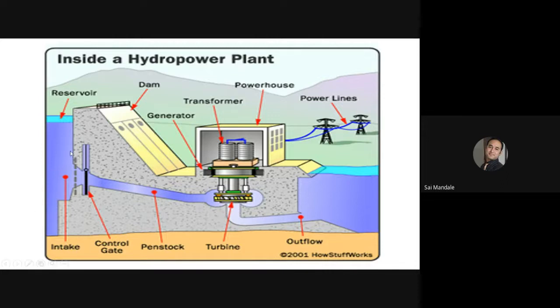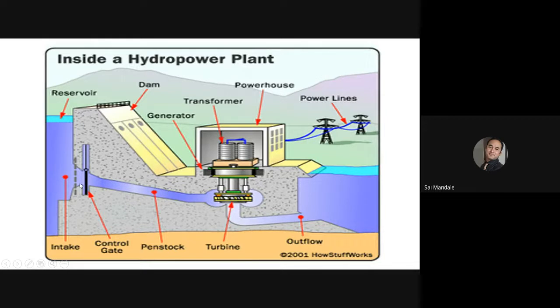So the control gate plays an important role. The function of the control gate is to allow the required quantity of water to flow through the penstock. With the 100% opening of the gate, in that case, 100% of the quantity will go through the penstock.